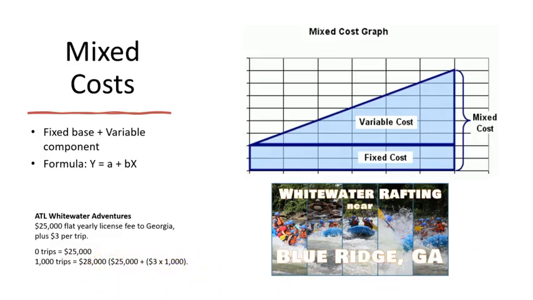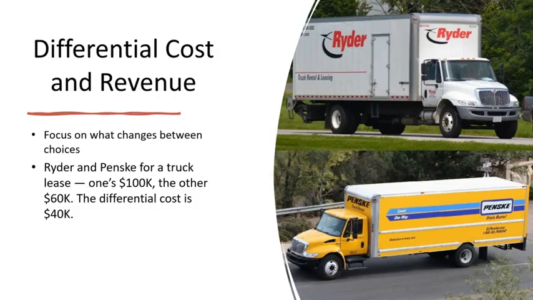The formula is Y equals A plus B times X. Y equals the total cost. A equals the fixed cost. B equals the variable cost per unit. X equals the activity level. Mixed costs are everywhere: utilities, delivery, phone plans. Break them down. Be smarter.